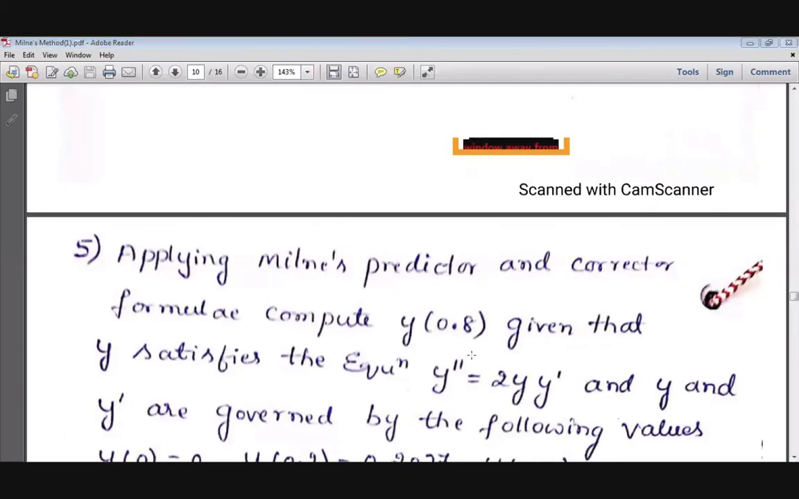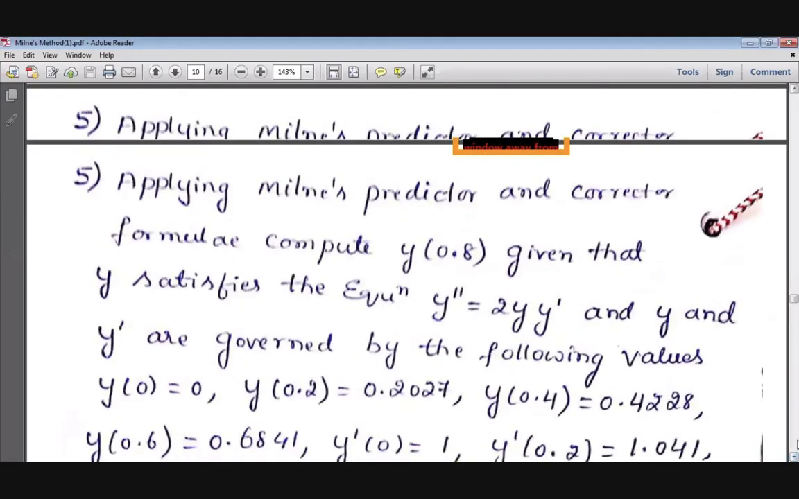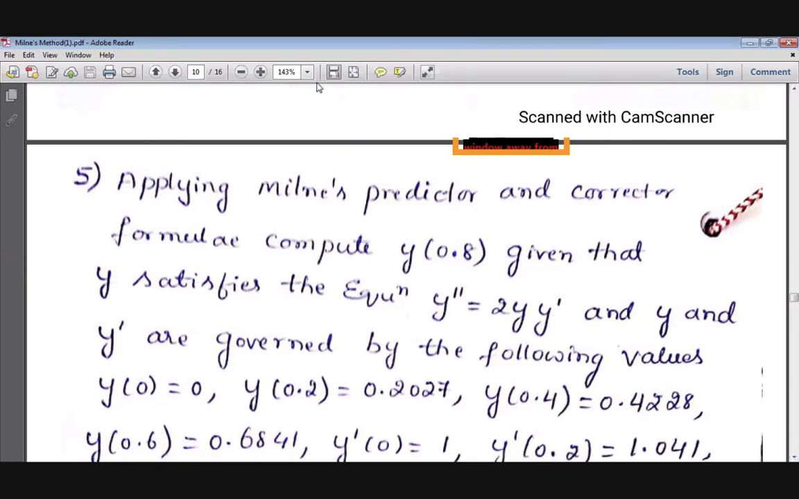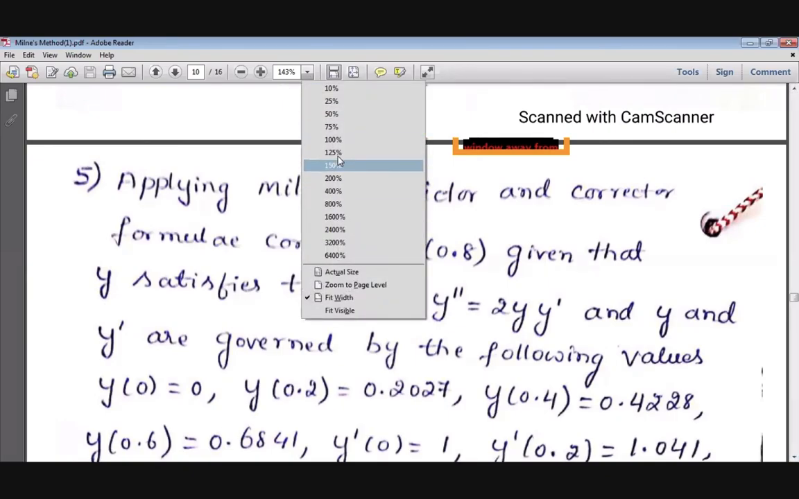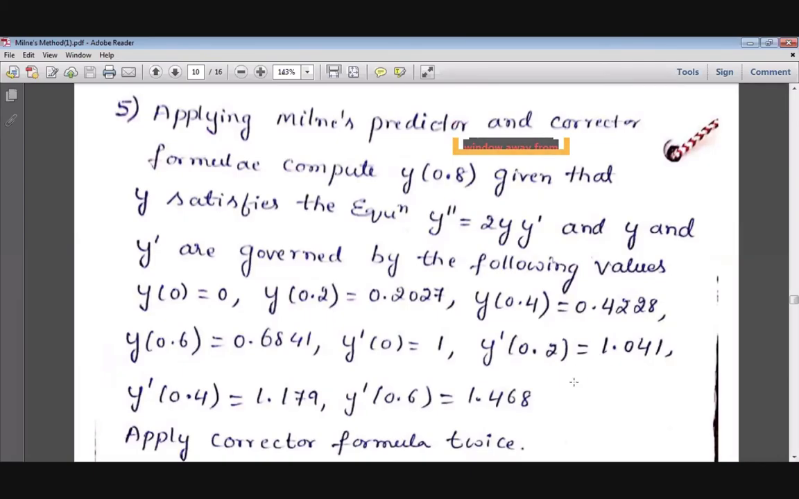Next, fifth one, write this problem. You can try this. Write this problem.